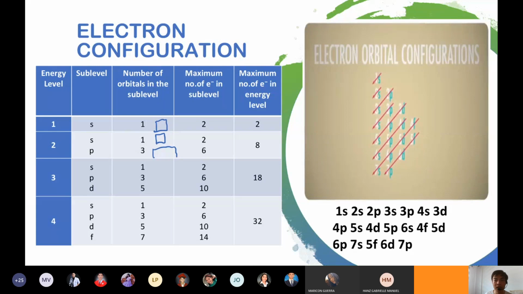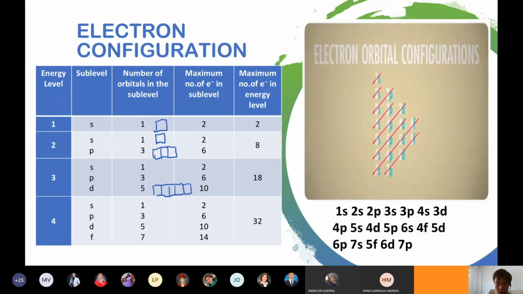That means we can have 3 boxes, no? Yan yung tatlong shape niya. Ito yung PX, PY, PZ. So, yan. Okay, so ganun din dito. Ulitin na natin. But for d orbitals, it can have 5 subshells or 5 shapes or 5 boxes. No? That's one way to think of those stuff.